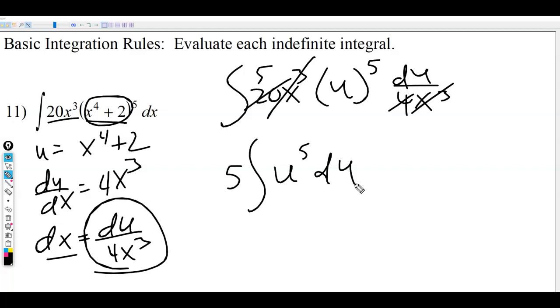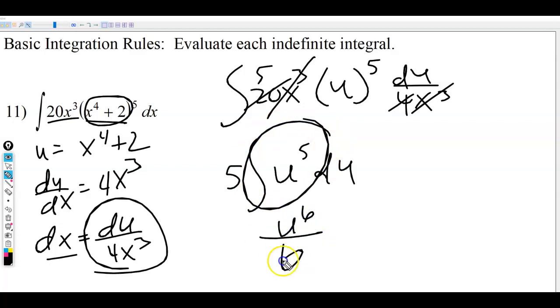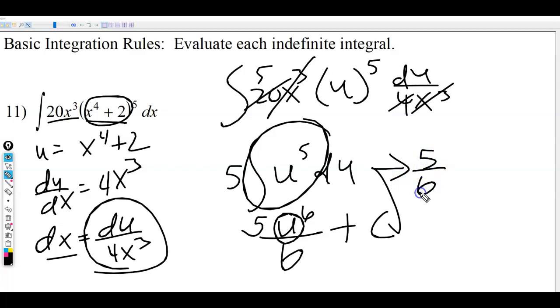Okay, so now we're going to go ahead and take the integral of this. So we're going to add 1 to the power, and we're going to divide by that value. Don't forget 5 that was on the outside, and don't forget plus c. And at the very end, unless you're doing a definite integral, you should go back and replace the u once again. And so your final answer for this would be 5 over 6 parentheses x to the 4th plus 2 to the 6th power plus c.